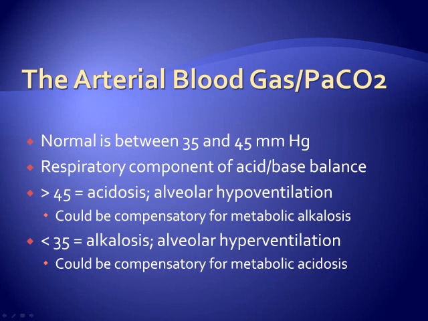So a high CO2 is going to be acidotic, and this is caused by alveolar hypoventilation. In other words, the patient is not able to blow off the CO2. A CO2 of less than 35 is caused by alveolar hyperventilation. Your patient's hyperventilating, blowing off too much CO2. This could be a compensatory mechanism for metabolic acidosis.